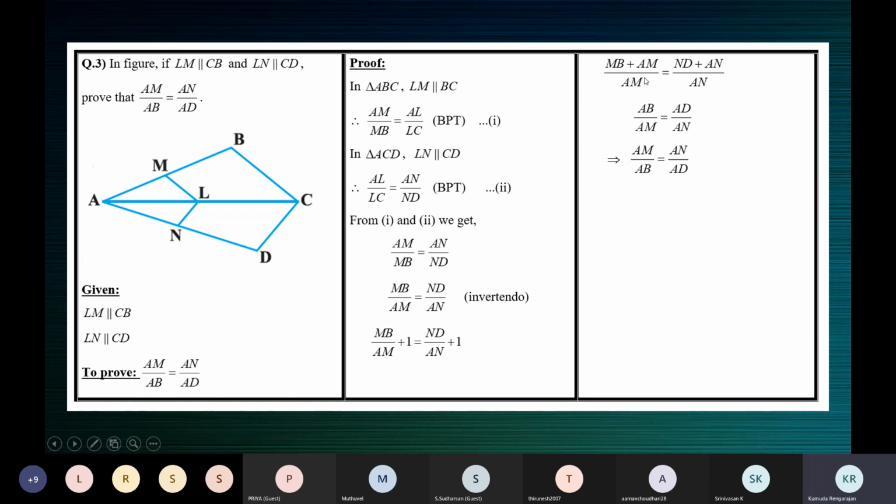Even after adding 1, what happens here? Always in a proportion, when you add 1 to both the sides, whatever you have in the denominator will remain; the numerator will change. You want to have AM and AN, so have them in the denominator. So take reciprocals on both the sides and then add 1. Then you get a result like this. But you need this, so take reciprocals again. You got AB by AM is equal to AD by AN. Take reciprocals on both the sides, applying the property of invertendo: AM by AB is equal to AN by AD.